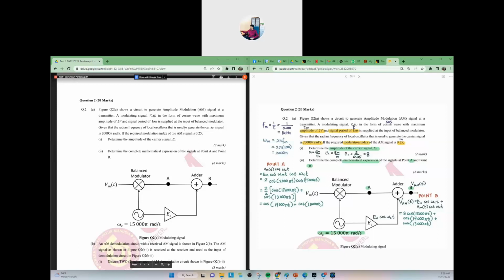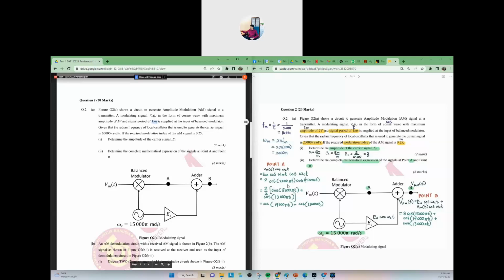Even the radio frequency, the local carrier, is a generic 30,000. Signal period, here 1 millisecond. So with 1 millisecond, you should be able to know what the frequency is. Frequency of the modulating signal is f equals 1 over 1 millisecond. So Hanisa, you do it from here, right? For the omega M, you take it from here, right?